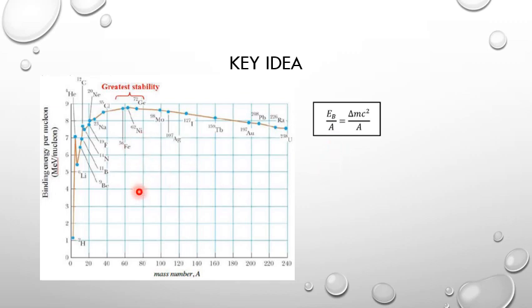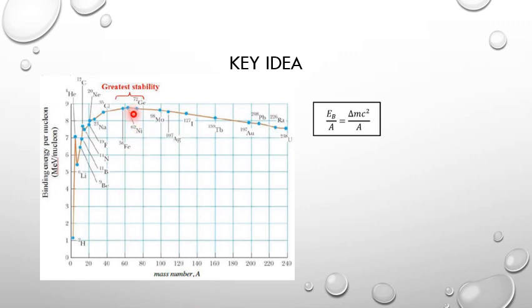So let us go back to this graph. Just now I said the value tells you whether the nucleus is stable or not. If the value is larger, then it's stable. If you look at this graph, the largest EB over A falls within this region, in between mass number 50 and mass number 80. We call this the region with greatest stability. Any particles that fall inside this region are very stable and unlikely to undergo radioactive decay.